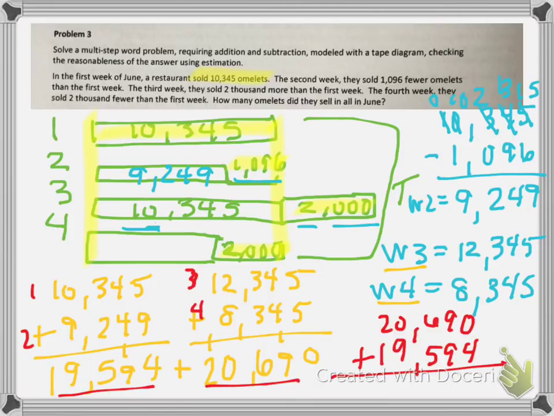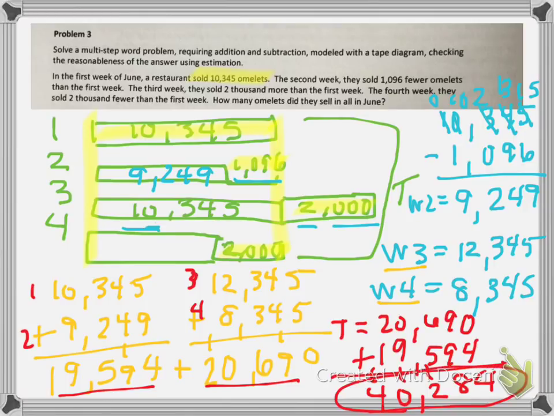So now this is going to be our total. This is our total. Okay? 0 plus 4 is 4. 9 plus 9 is 18. 6 plus 5 is 11. Plus 1 more is 12. 9 plus 1 is 10. 2 plus 1 is 3. Plus 1 more is 4. Okay. So we have 40,284 omelets were sold in June.